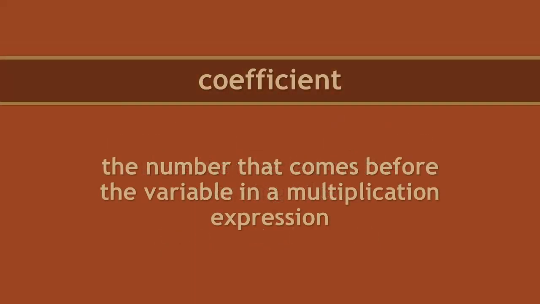So here's another math term that I want you to write down. This math term is called a coefficient. And that's a big long word, and it simply means the number that comes before the variable in a multiplication expression. So it's what I just showed you. When you have a number that comes right before the variable, that means to multiply, and that 3 is the coefficient. Okay, it's the number that comes before the variable.